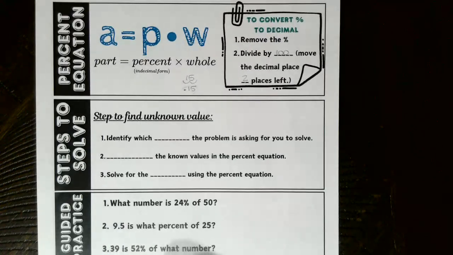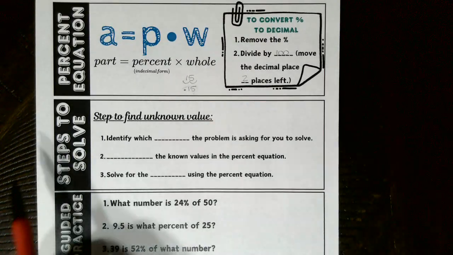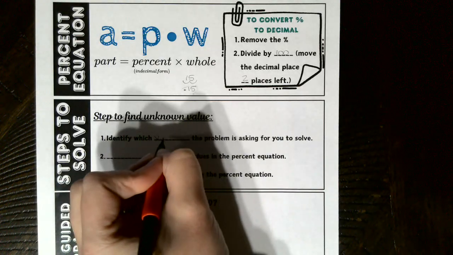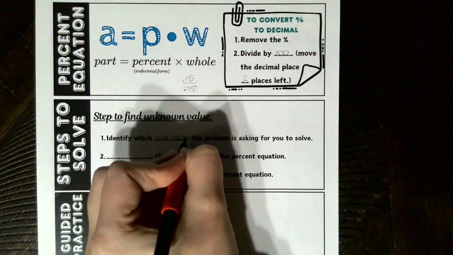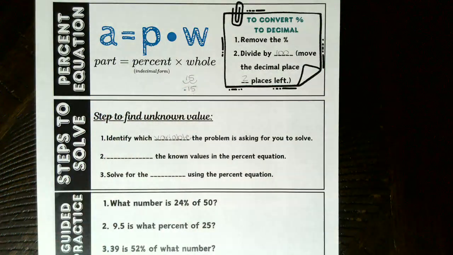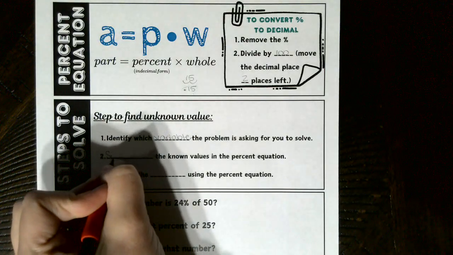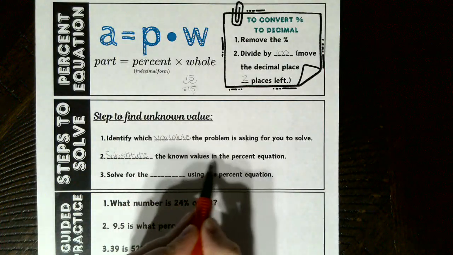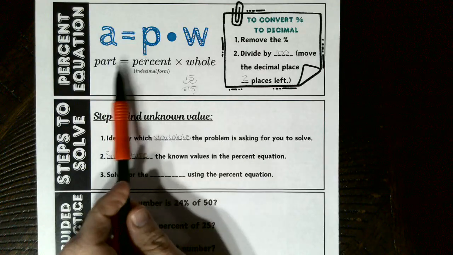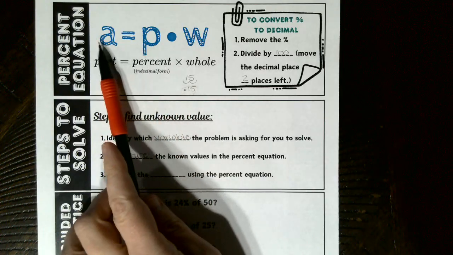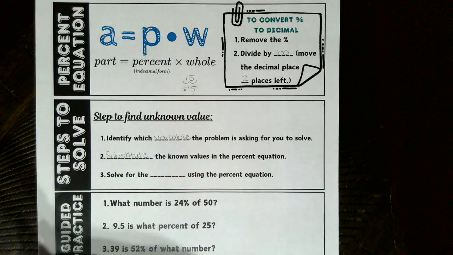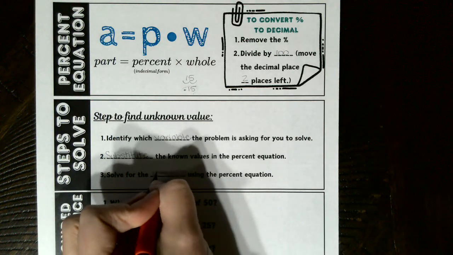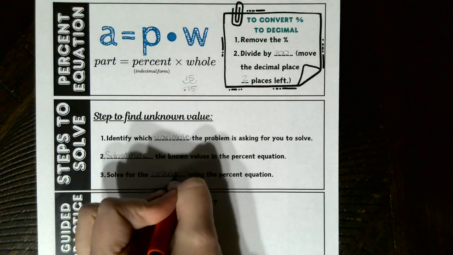Now, the steps to solve. First, identify which variable the problem is asking you to solve. Which one is missing here? What does it want me to figure out? Then you're going to substitute the known values into the percent equation. If I know the part and the whole, but I need to find the percent, then I put in my values for A and W and leave P there so that I can start to solve. Then you solve for the unknown using the percent equation.